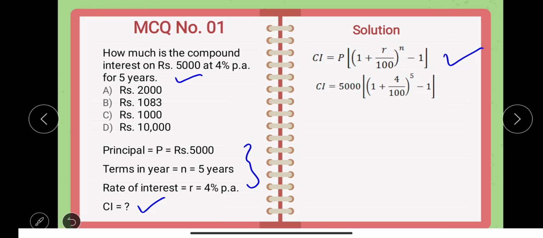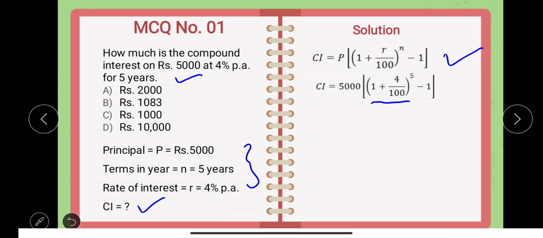Now firstly solve this bracket. It will be very easy to solve this bracket. 1 plus 4 divided by 100, you can use a direct calculator, or it will be 104 divided by 100, it means 1.04 bracket raised to 5. This is the trick, you have to solve this bracket in a simple manner. So 1.04 bracket raised to 5, directly calculate it on the calculator.